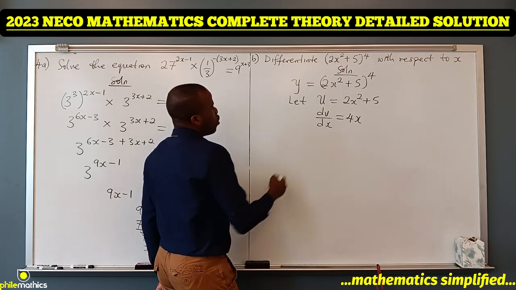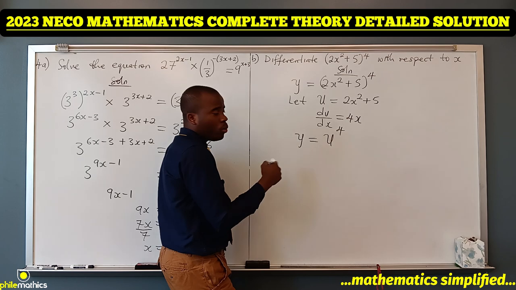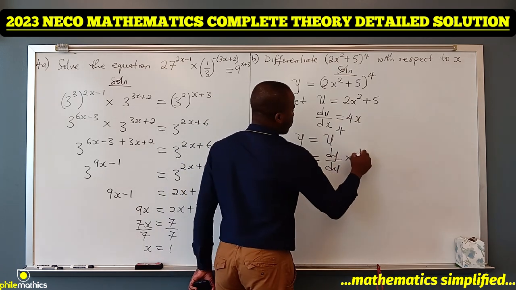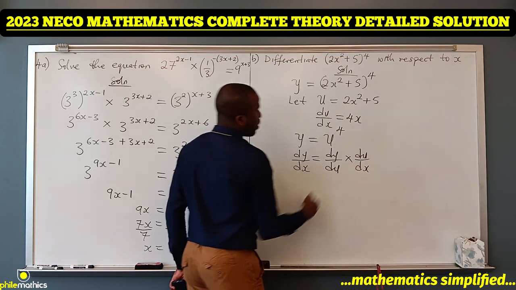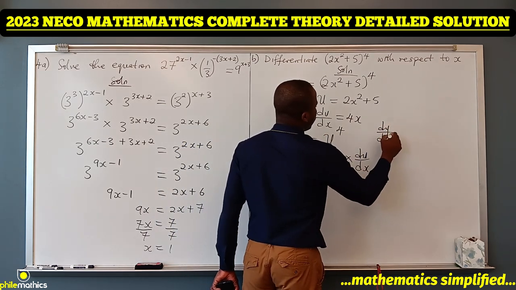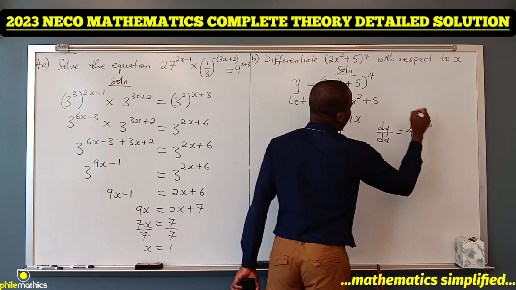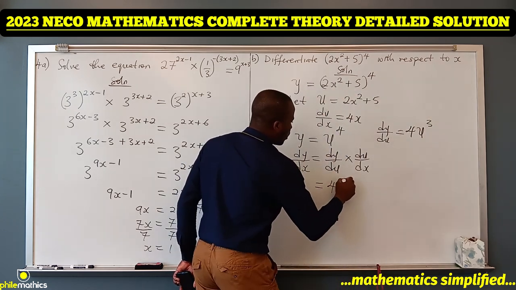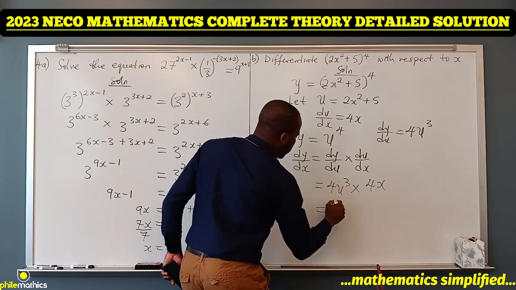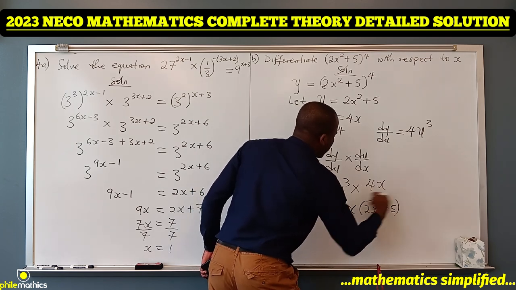So since it's a chain rule, we now have y equal to u to the power 4. To differentiate y, which is chain rule, dy/dx will be dy/du times du/dx. If we multiply this, we'll get dy/dx back. If we differentiate this, dy/du will be 4 times 1 which is 4u, subtract 1 from the power, which is 3. So we have 4u to the power 3 times du/dx, which is 4x. We multiply this, 4 times 4 is 16x. Our u is (2x squared plus 5) raised to the power 3.